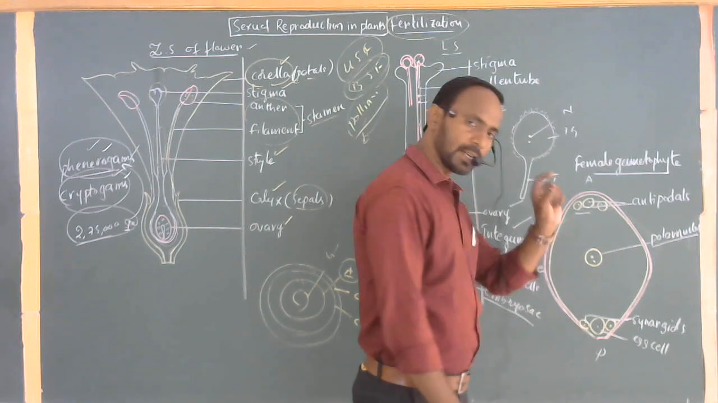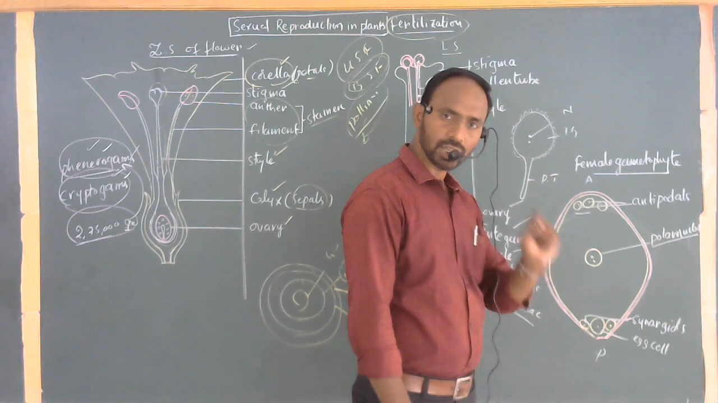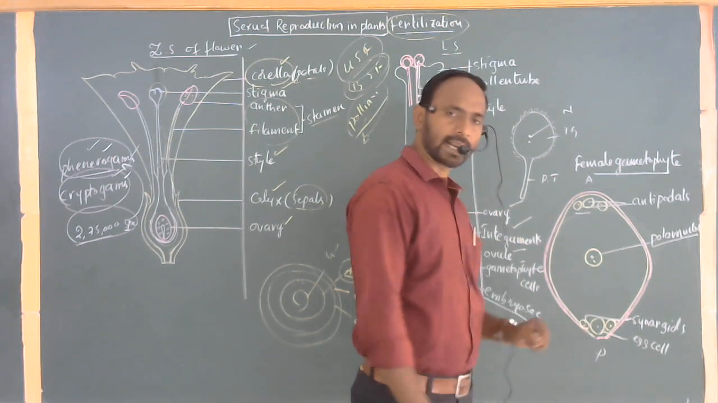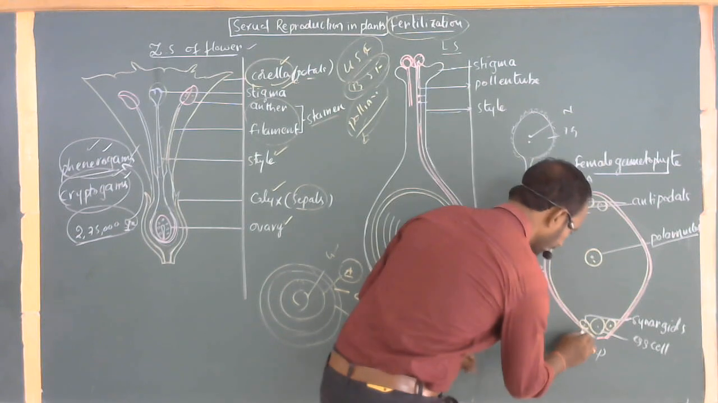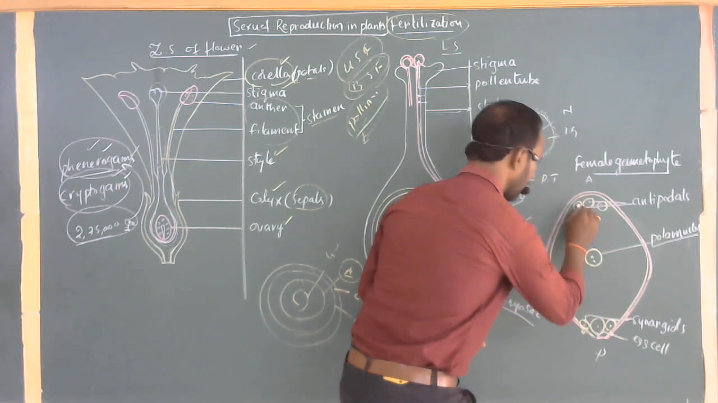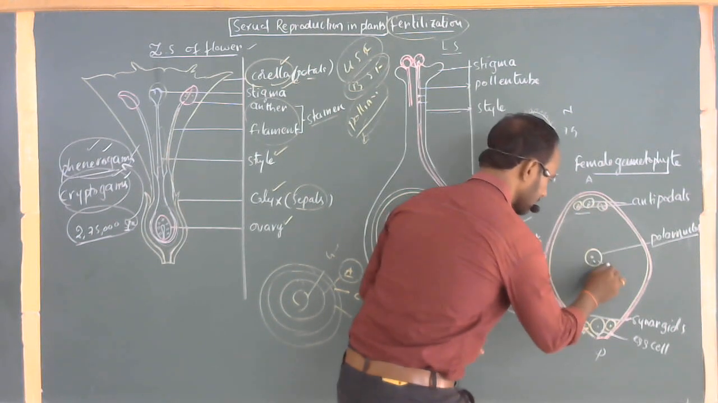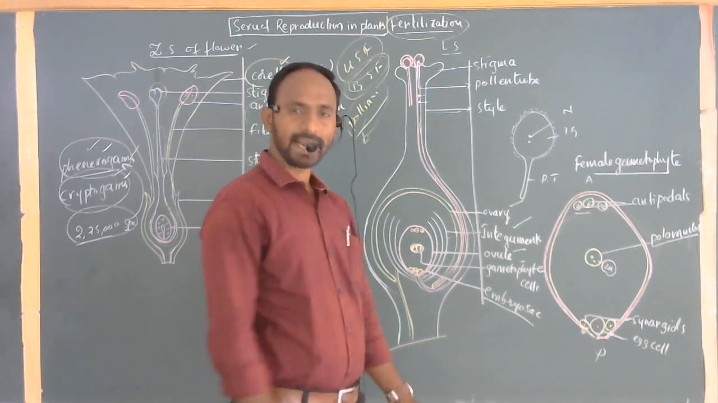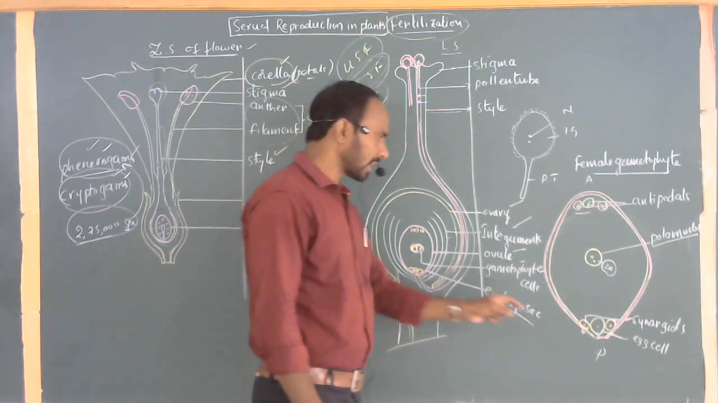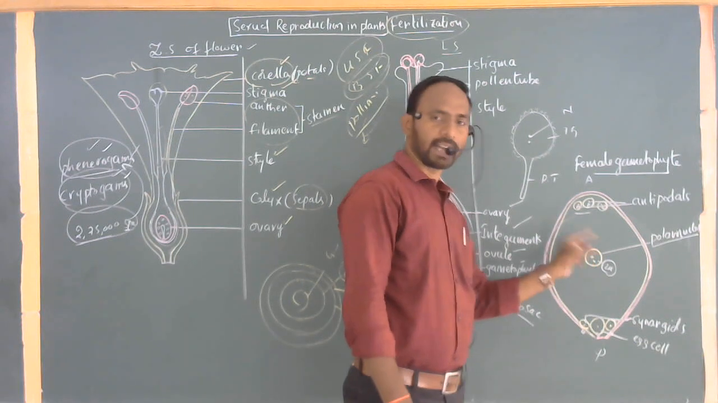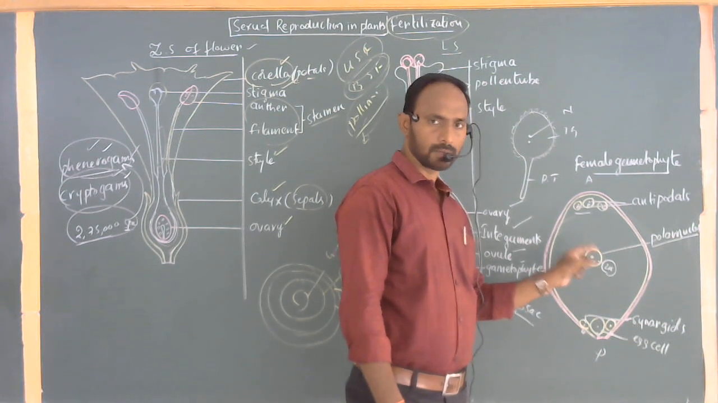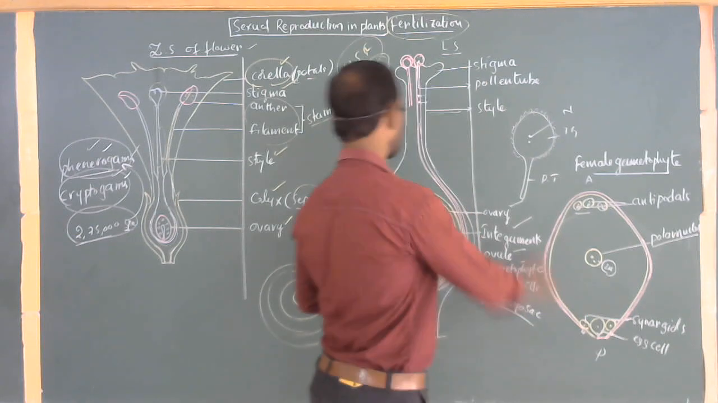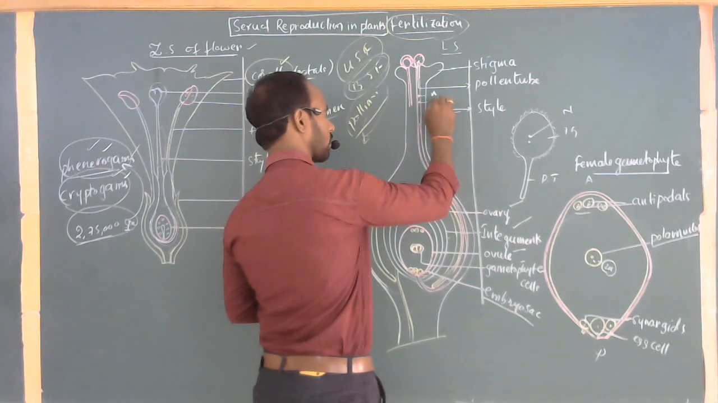All the cells having the nucleus are in the haploid condition. Single set of chromosomes is present. It is commonly called haploid condition cells. N, N, N, N, N, N. But this one is in the diploid condition. Before fertilization, that is in the diploid condition. Remaining all are in the haploid condition, whereas these gametes are also in the haploid condition.